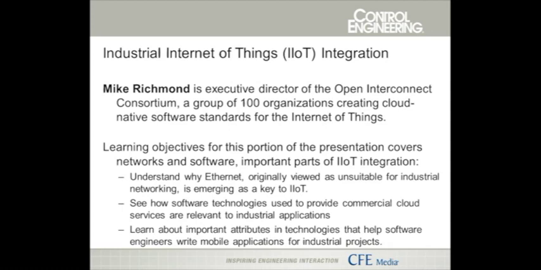I'm going to begin the discussion of integration considerations by focusing on three topics. One is to understand why Ethernet, which has been around since the early 80s, was originally viewed as unsuitable for industrial network and yet is emerging as a key to the industrial Internet of Things. We're also going to jump up into the software stack and talk about how some of the software technologies used to provide commercial cloud services that you use on your phones or your tablets, your PCs every day, are actually influencing how we construct industrial applications in a way that provides for reliability, security, and scalability.